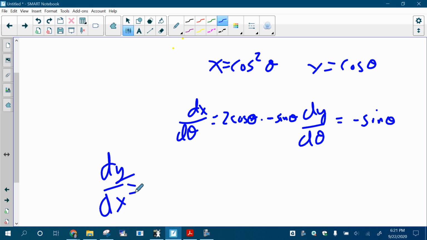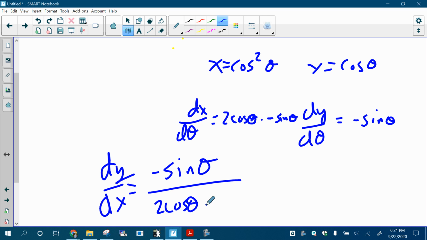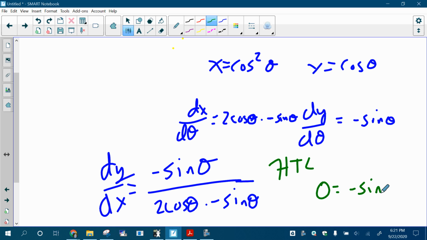You don't have to, but I like to write it out just for a second because it's going to help understand something here. So not going to simplify it. We'll talk in a second. So horizontal tangent lines, so when dy d theta equals 0. Okay. So when does negative sine of theta equal 0? Well, that's when sine of theta equals 0, and that is at theta equals 0 and pi.